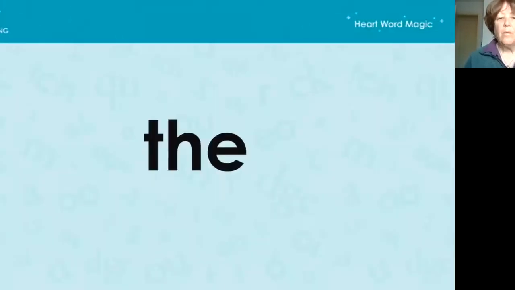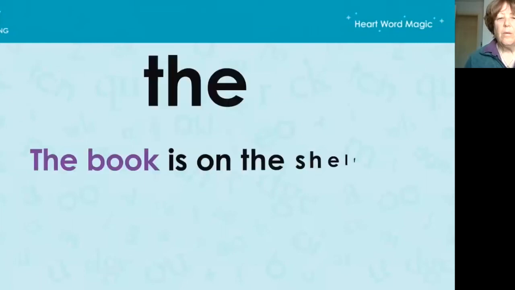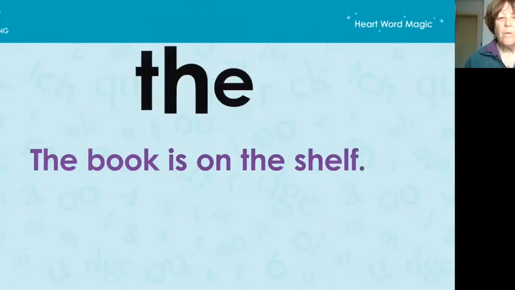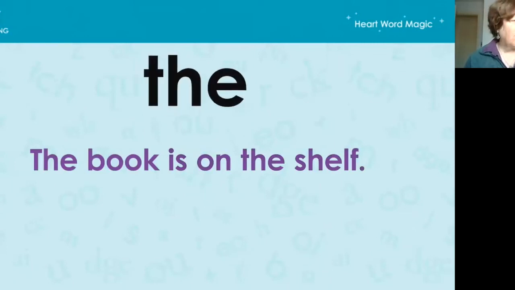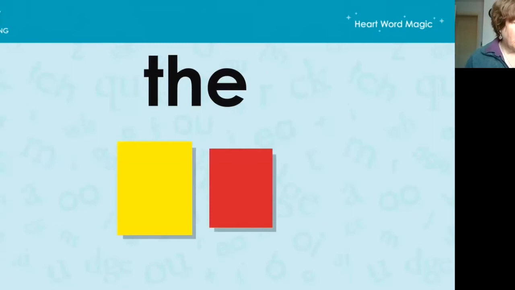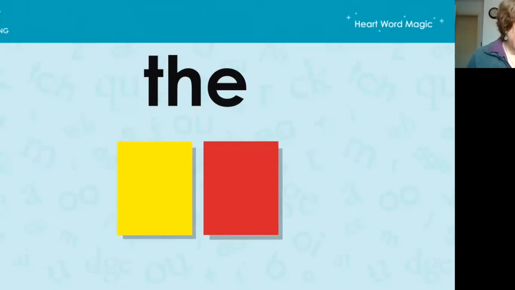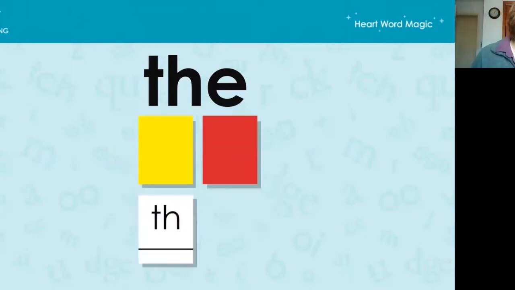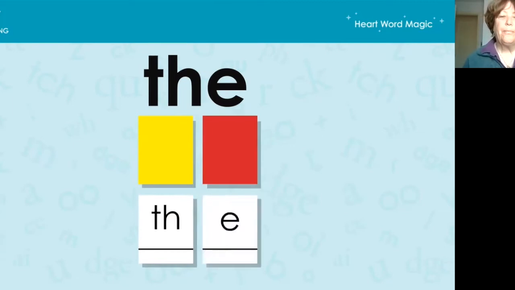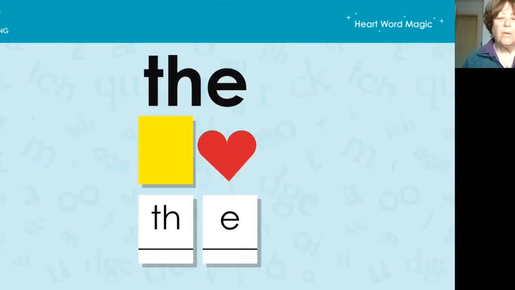Let's examine the word the, as in the book is on the shelf. Let's see if we can figure out which parts of the we know and which parts we have to learn by heart. The has two sounds. The first sound is spelled with the digraph th. We can read this part using our phonics knowledge. The second sound is spelled with the letter e. This is the one part we have to know by heart.